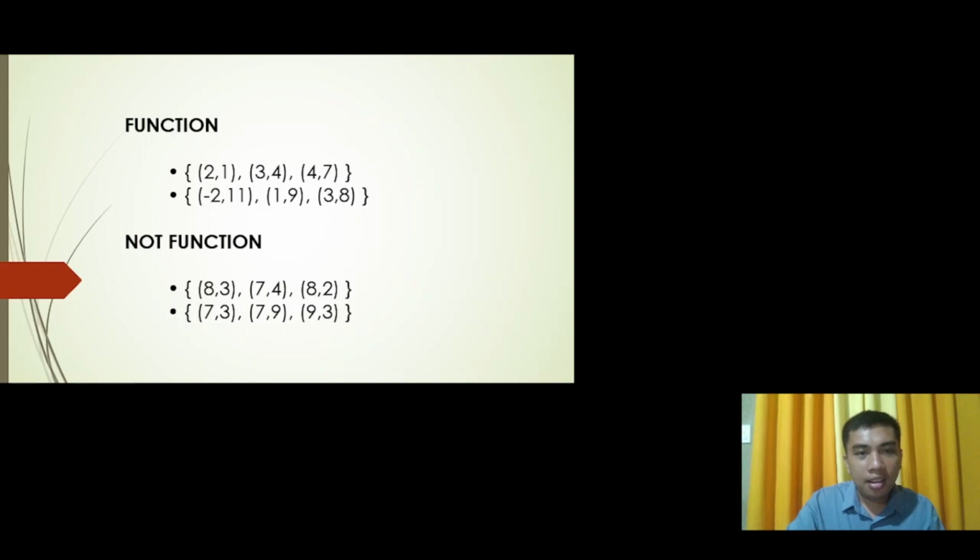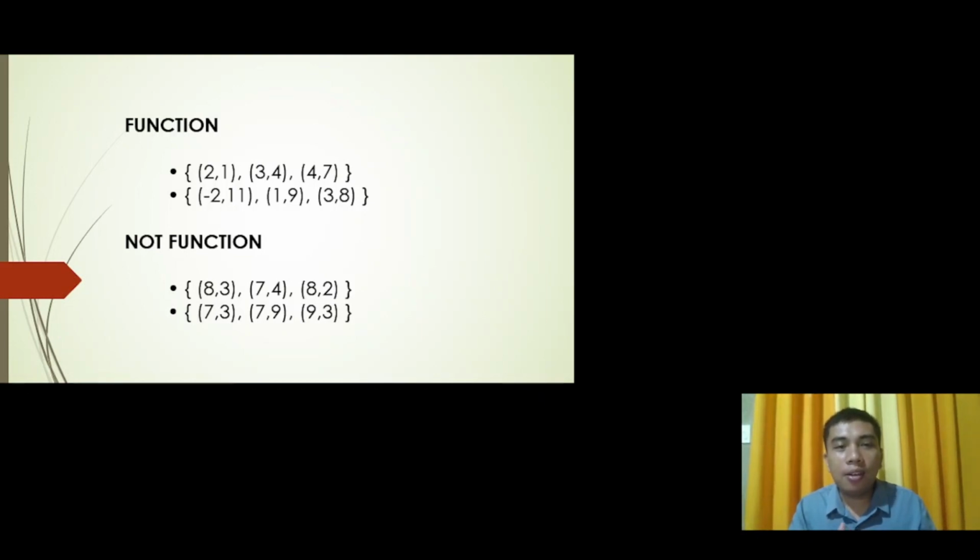So this one here: 2, 1, 3, 4, 4, 7. That is an example of function because the domain there, which is 2, 3, and 4, the value of x is not being repeated, right? Then another example, we have here negative 2, 11, then 1, 9, 3, 8. What is the domain in this example?